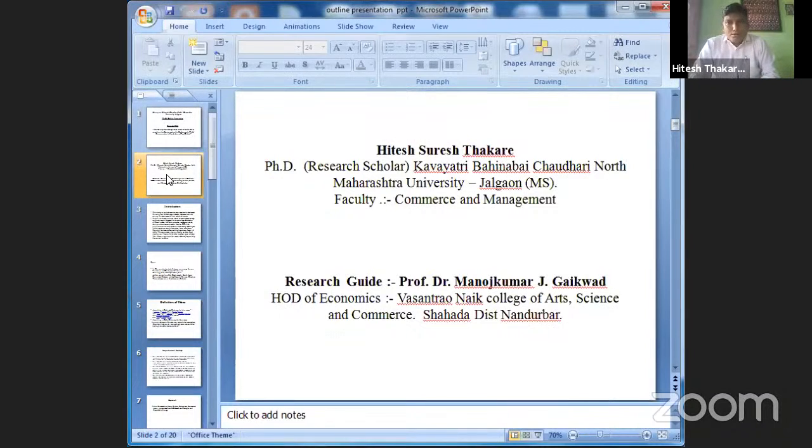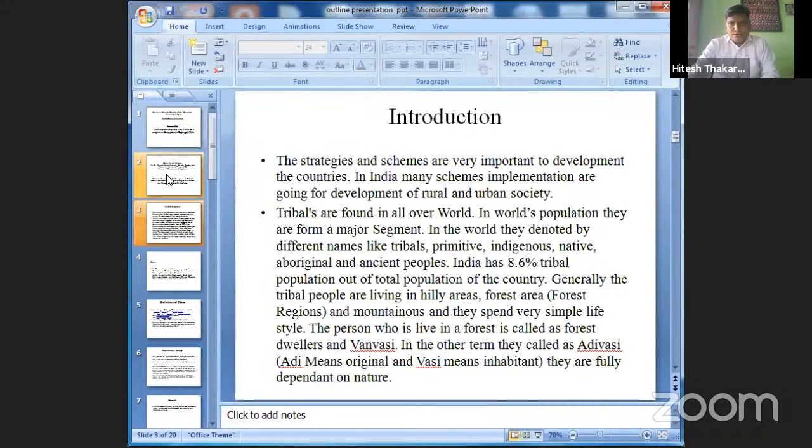Here in this slide, we present our guide and myself for introductions. So the next slide is the introduction. The strategies and schemes are very important to develop the country. In India, many schemes are being implemented for the development of rural and urban society.